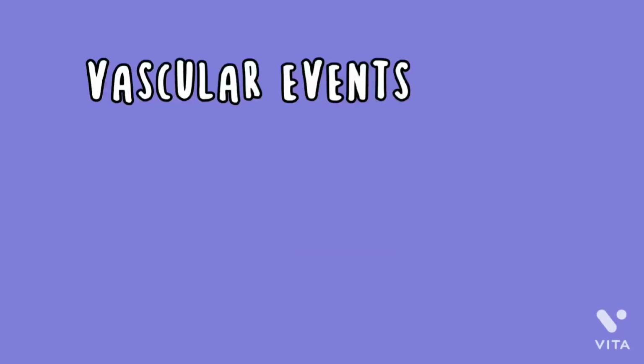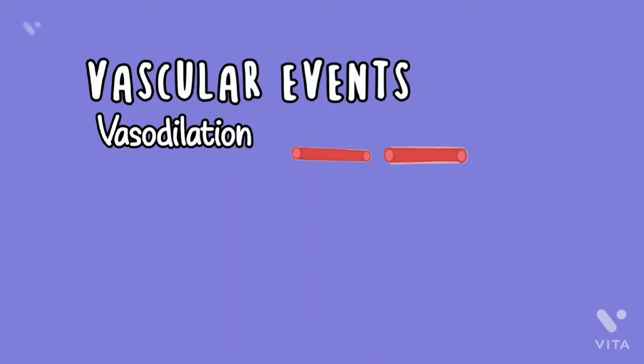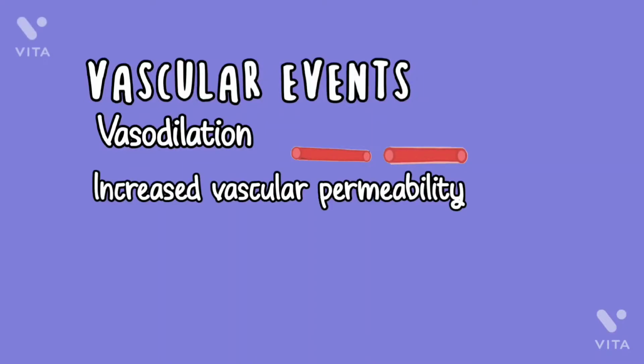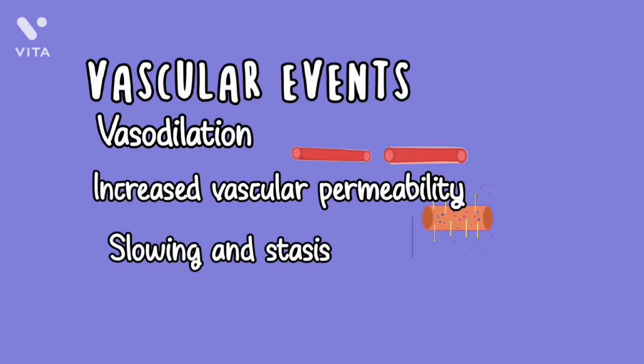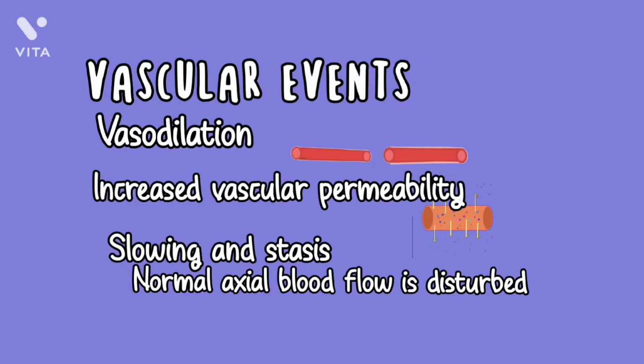Under the vascular events topic, we have to study what changes the blood vessels undergo at the site of injury. So first there is vasodilation, that is the blood vessels will dilate. Then there will be an increase in the permeability of the blood vessels, which means that substances inside the blood vessels can easily pass out from the blood vessels. Substances such as cells and proteins can easily pass out due to increased permeability. Then stasis or slowing down of blood flow occurs. As a result of the stasis, the normal axial blood flow is disturbed.